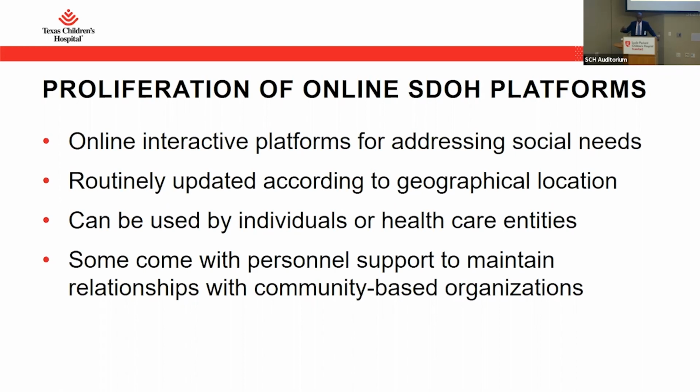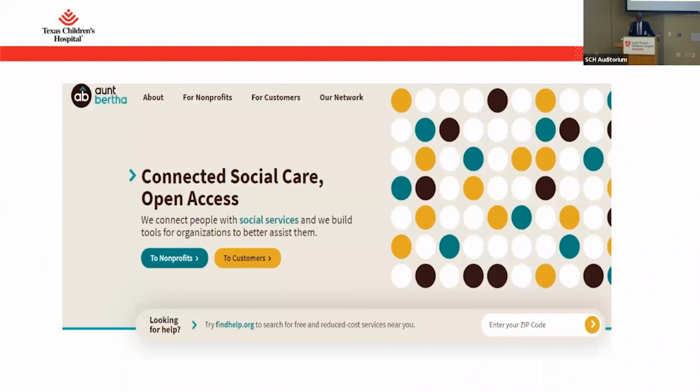You have these online platforms, they're updated according to geographical location. You could put in your zip code, find out what the resources are. And the nice thing about them, they can be used by individual patients. You can work with your patients specifically and go through it with them. And then healthcare entities can get different versions of these platforms where they also come with personnel support. And so the personnel support from the company may mean that they sort of maintain and sustain the relationships with the different community-based organizations.